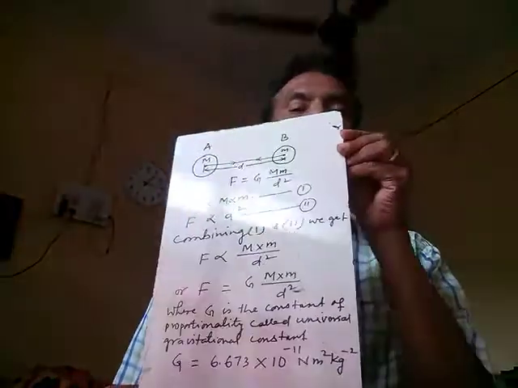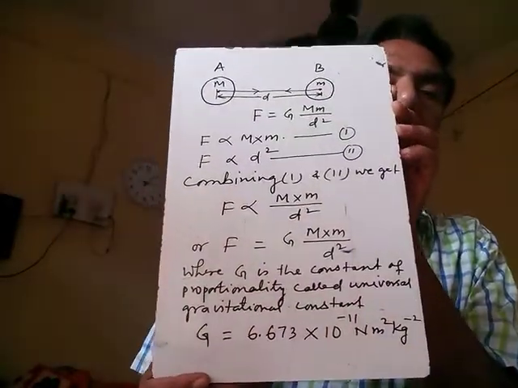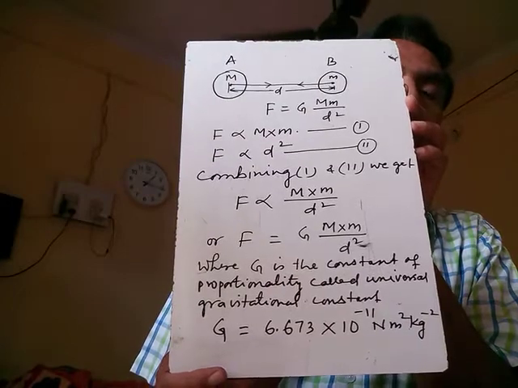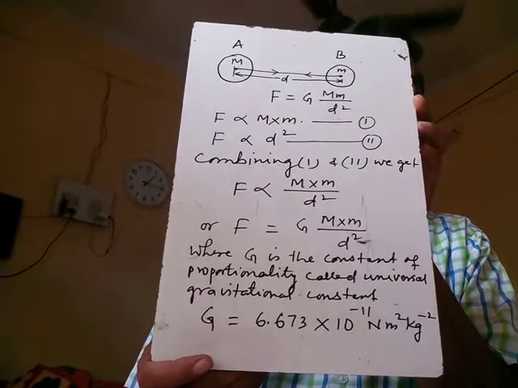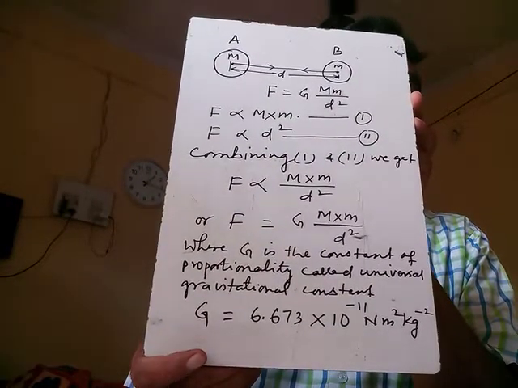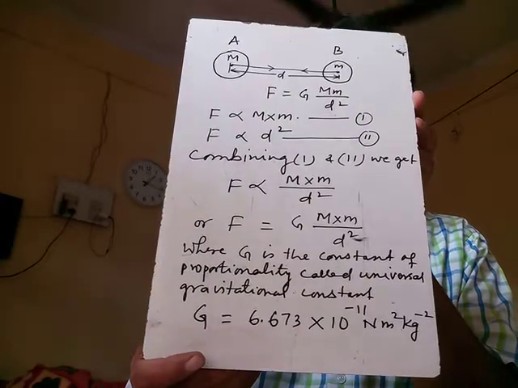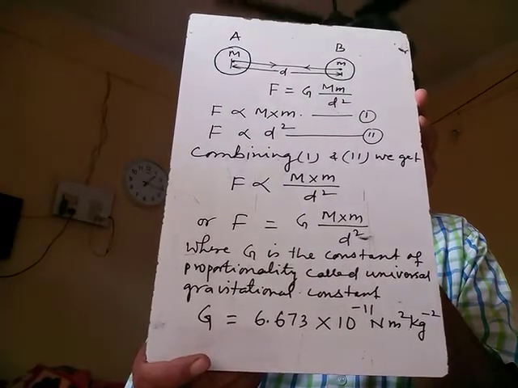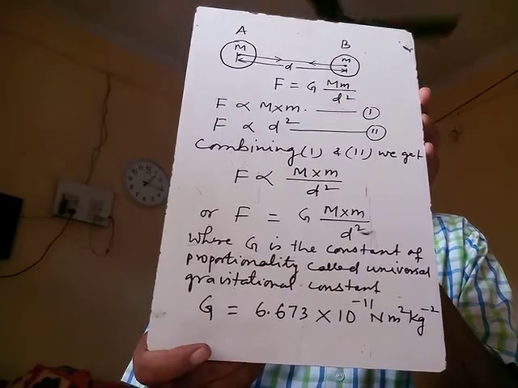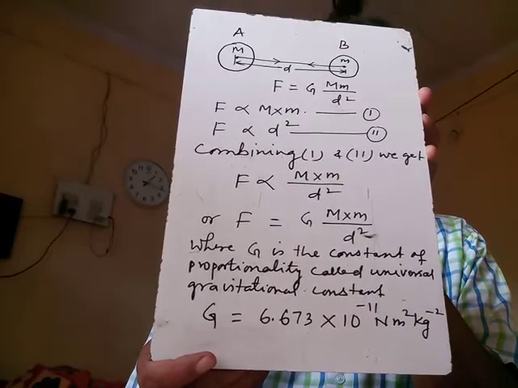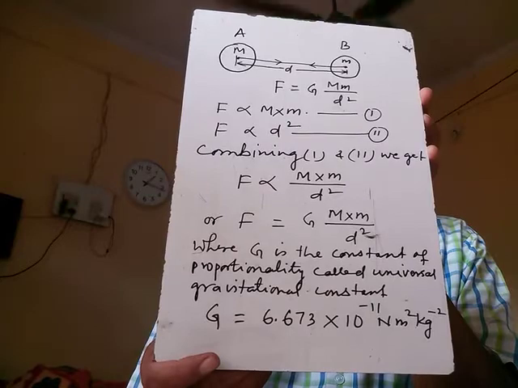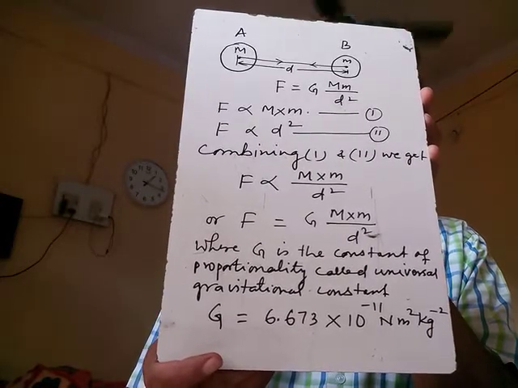So this I am showing you in a palette card. You see here, please watch it. In the figure, A and B are the two masses. The mass of A is capital M and the mass of B is small m, and therefore the force of attraction between these two is proportional to capital M into small m.